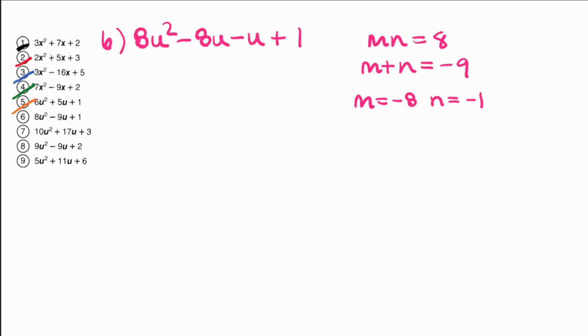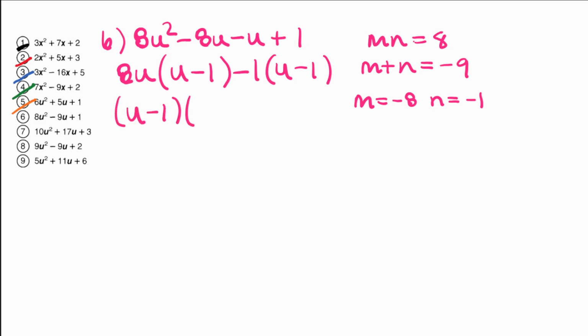And then I'll factor out a u from the first two. I'll be left with a u minus 1, and then I'll need to factor out a -1 to get that same u minus 1 over here. I'll factor out that u minus 1 and be left with 8u minus 1.